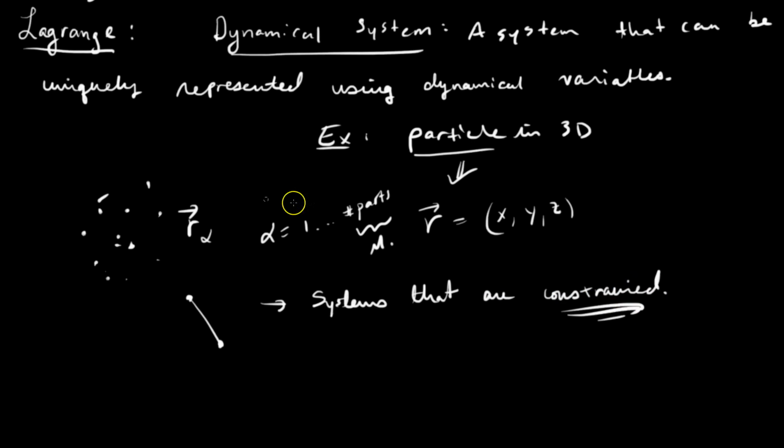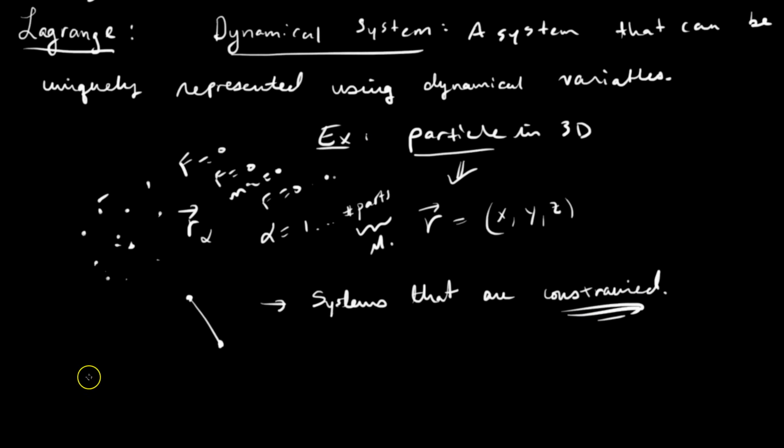Very important, right? Unconstrained systems are trivial. They all have the same equation: F equals 0, ma equals 0. They're just free particles. We don't care about them. They're trivial. We want to consider systems that are not like this. We want to consider systems that are constrained.